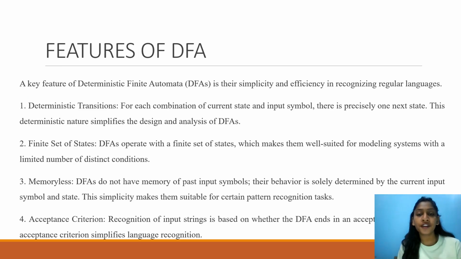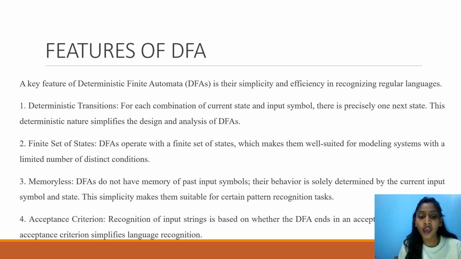Now let us look at the features of DFA. A key feature of deterministic finite automata is their simplicity and efficiency in recognizing a regular language. Deterministic transition: for each combination of the current state and an input symbol, there is precisely one next state. This deterministic nature simplifies the design and analysis of DFA. Finite set of states: DFAs operate with a finite set of states, which makes them well-suited for modeling systems with a limited number of distinct conditions.